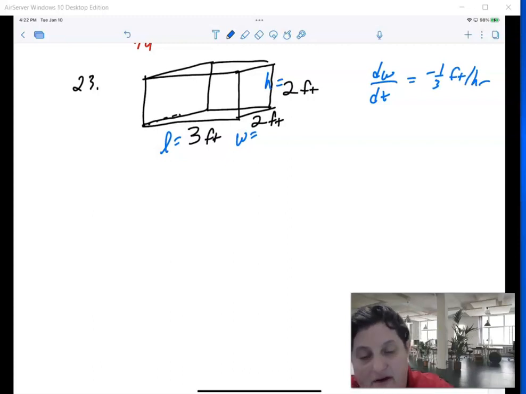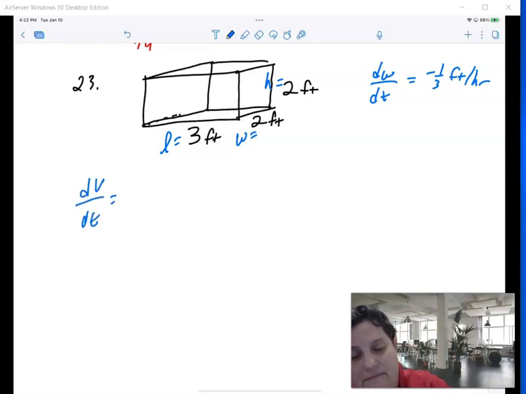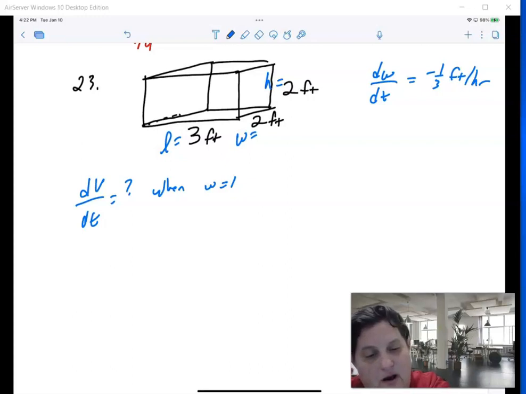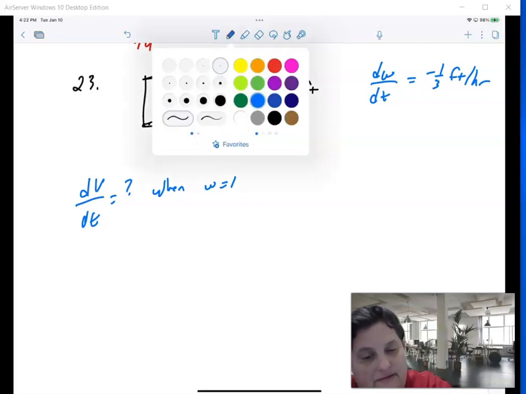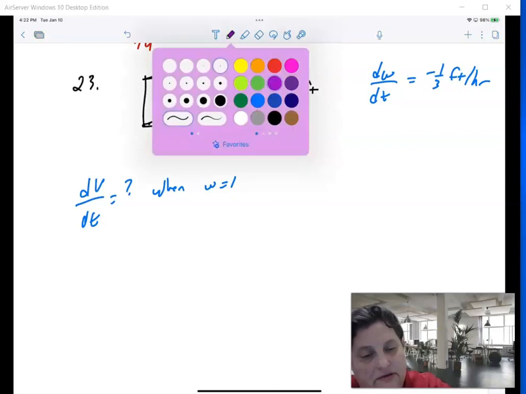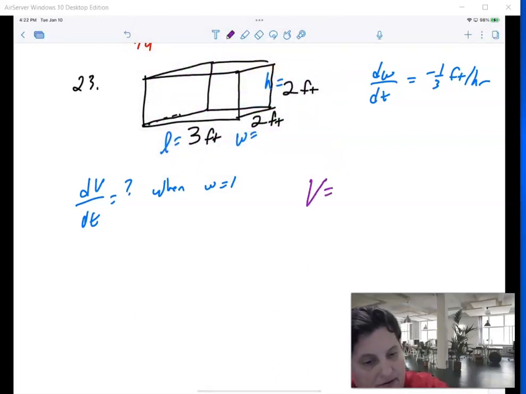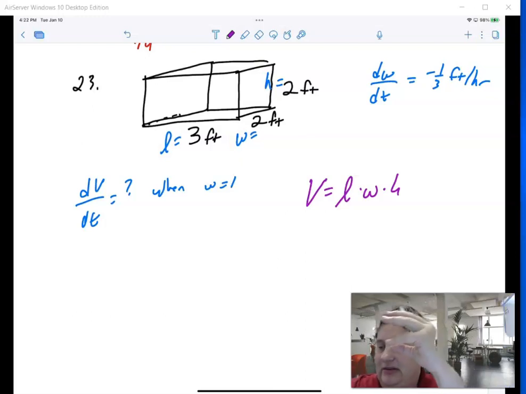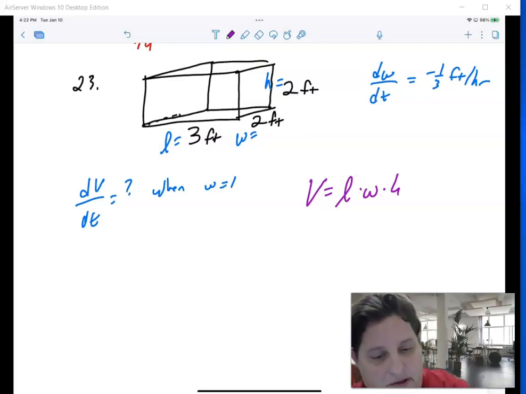Find the rate of change of the volume, so I'm looking for dV/dt, when the width is 1. The volume is length times width times height. I want to put those all in terms of W, and since it's decreasing at the same rate every time, I think I could put this all in terms of W.